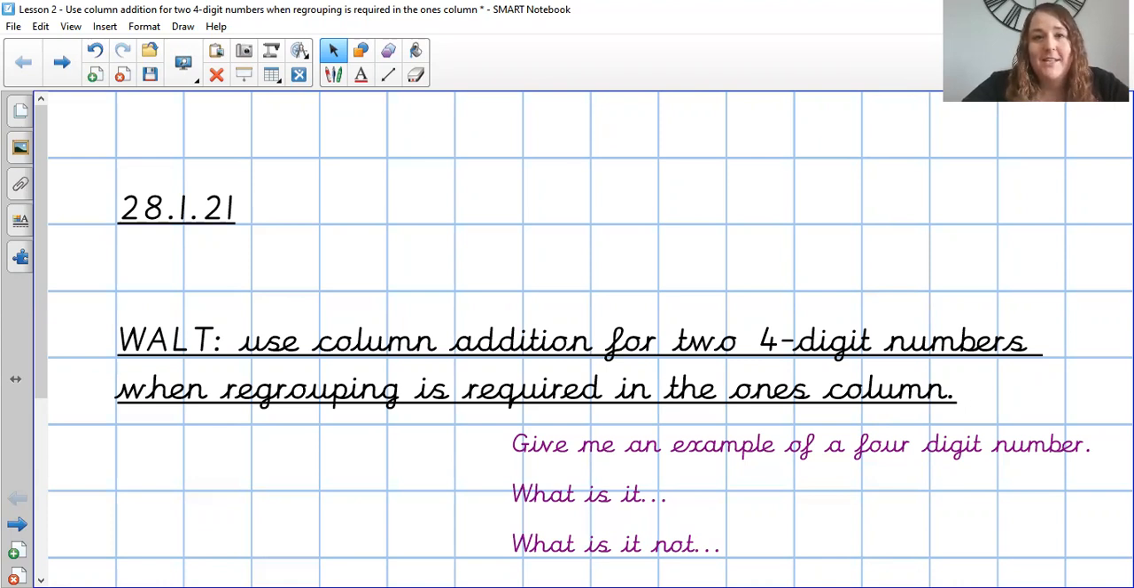We are now on lesson 2 of our new addition unit, and today we are going to be learning to use column addition for two 4-digit numbers when regrouping is required in the ones column. So we will be doing some regrouping today, where yesterday we didn't. I was really impressed with your work yesterday though, and fingers crossed I'm going to be just as impressed today.